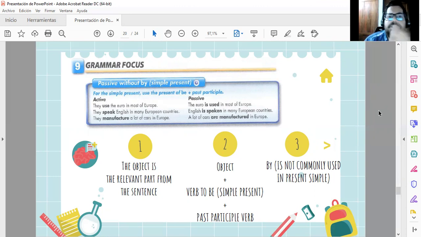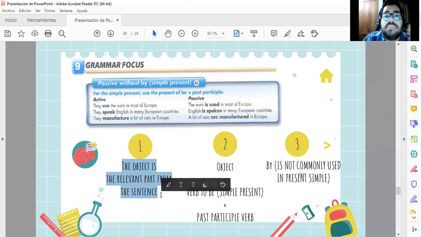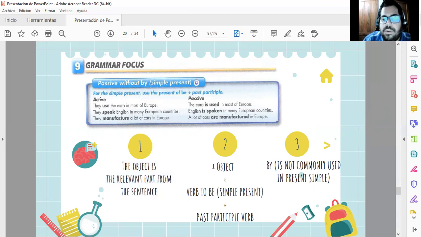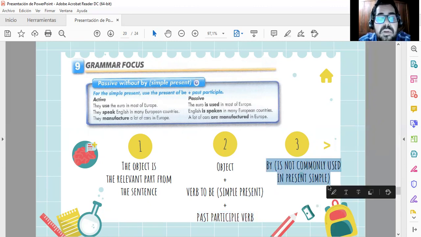Yes, guys, let me tell you. The object is going to be the most relevant part, the receiver, okay? With the structure, we need the object, right? This is what we discussed before with the passive voice in past, but remember we're here in present. The verb to be, guys, try to guess what? In simple present, right? Teacher, what is the verb to be in simple present? Guys, come on. Am, is, are, and you know how to use that. I'm going to explain that. And then the past participle, guys, you know what it is, right? We have discussed it before. And take a look, guys, we don't use "by." We don't normally use "by," it's not commonly used.